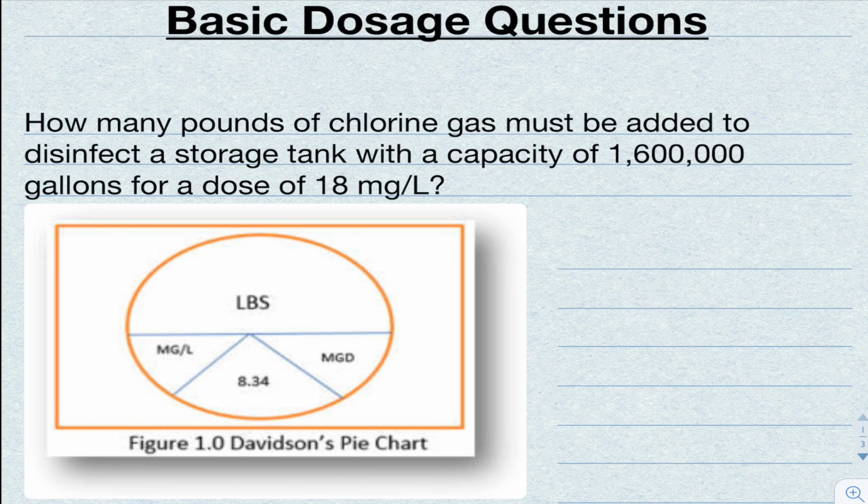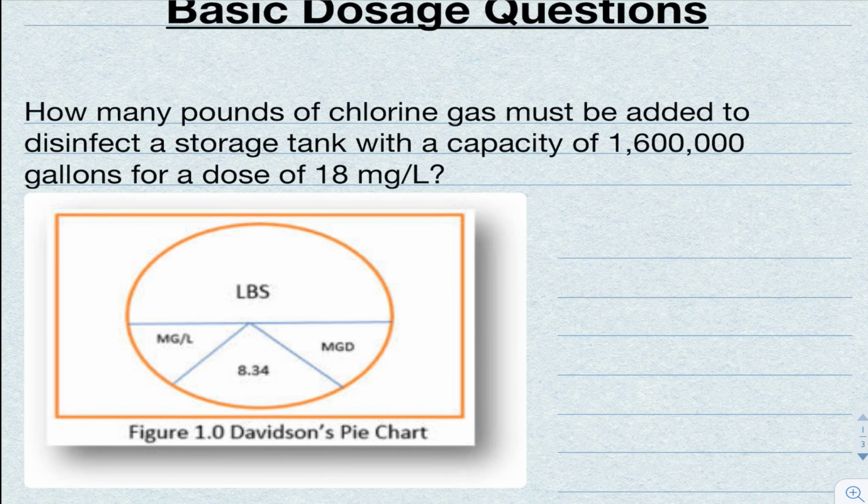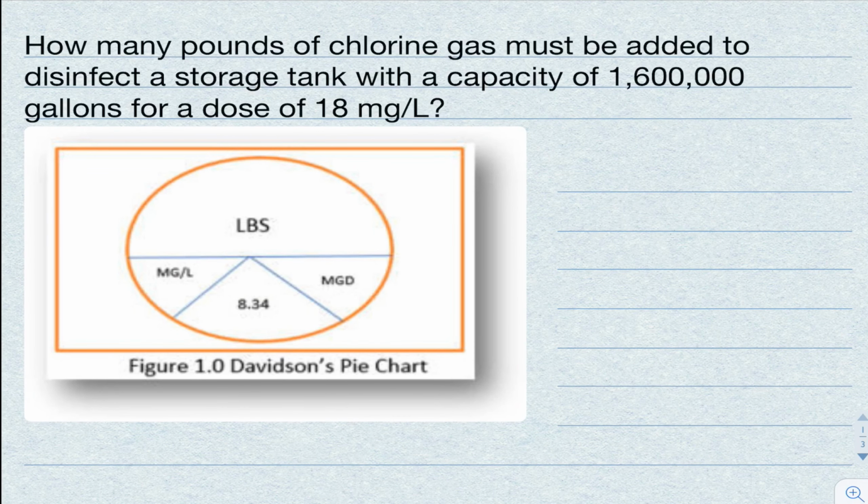Hello, today we're going to be doing some basic dosage questions. Let's start off with the first question. How many pounds of chlorine gas must be added to disinfect a storage tank with a capacity of 1,600,000 gallons for a dose of 18 milligrams per liter?